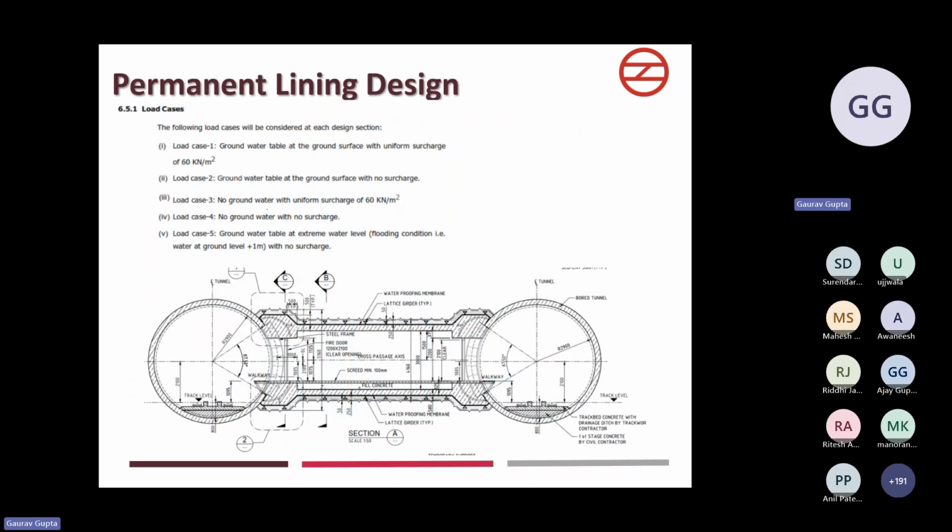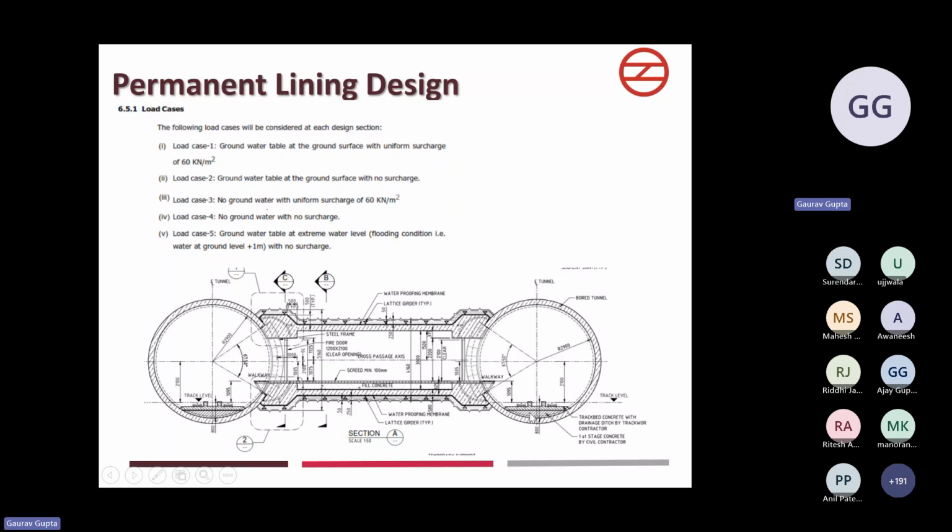So this is basically permanent lining design. All the load cases are similar to that of a tunnel. Load case 1, groundwater table at the ground surface with uniform surcharge of 60 kPa, and then groundwater table at the ground surface. All are similar to that of the tunnel.